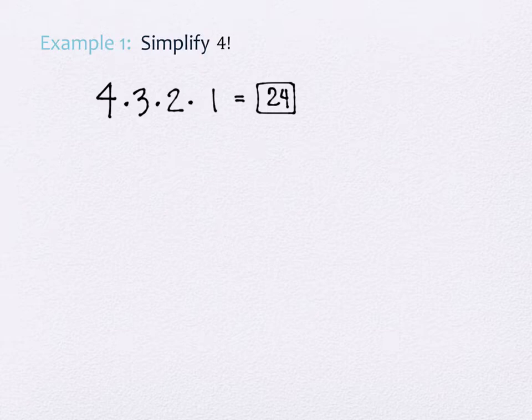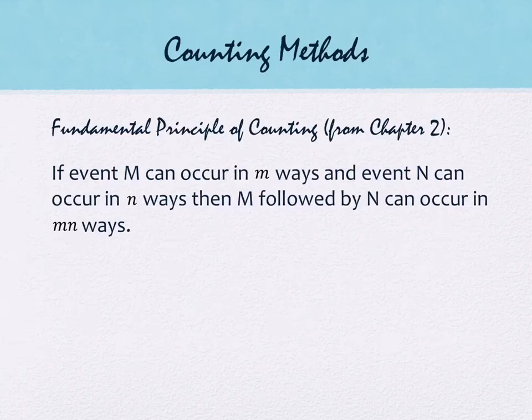There's several different types of counting strategies we're going to look at, and the first one is called the fundamental principle of counting. And if you've taken number theory, this shows up in number theory. If you haven't, it's not a big deal, but this is in Chapter 2 of your textbook. And it talks about how you can count ways events can happen.